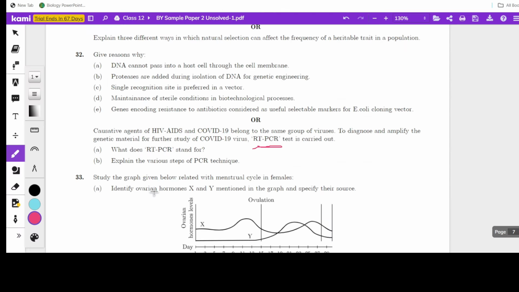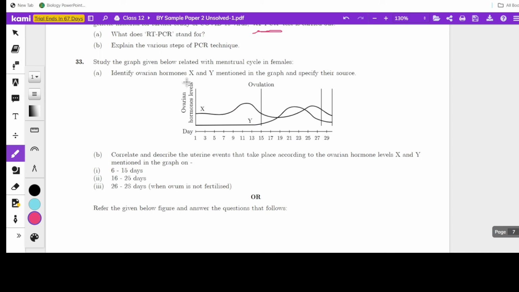Study the graph below related to the menstrual cycle in females. Identify the ovarian hormone X, Y. This question also we have discussed in the previous sample paper. It means this is a repeated question. This graph is in the chapter human reproduction, with the ovarian hormones, and there the question was asked about the role of ovarian hormones as well as the pituitary hormones. So this part is very, very important. You can listen to those discussions in the previous question paper solution. Also learn this part, it's very, very important.